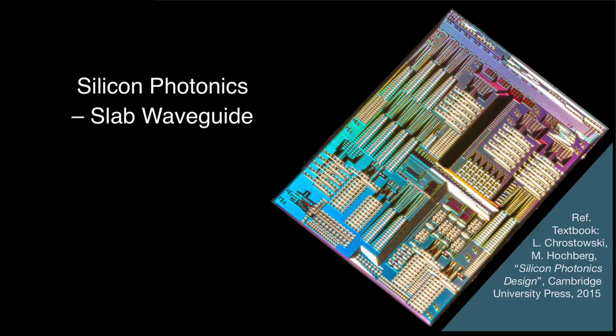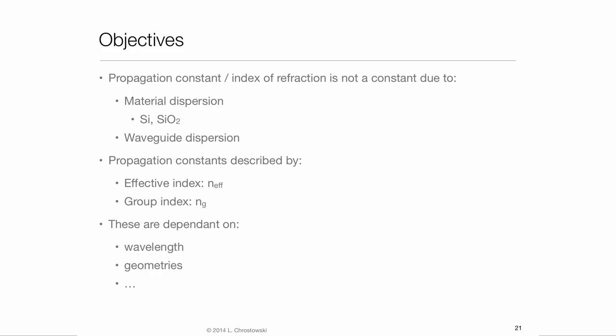Next, we discuss how to model an optical waveguide. The objectives are to model the waveguide in order to understand the propagation speed. We already know that the index of refraction is not a constant due to material dispersion. In this section, we will learn about waveguide dispersion. These two effects are additive.